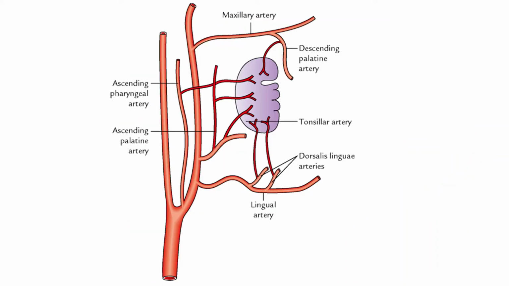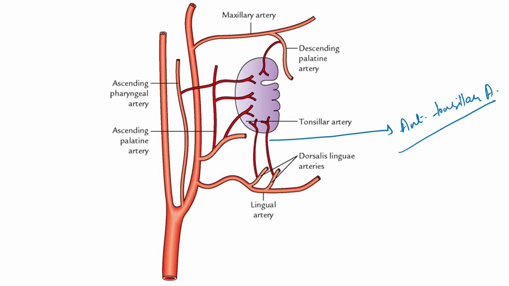Moving on to the arterial supply of the palatine tonsil. The arterial supply is mainly by the tonsillar branches of the following arteries. The anterior tonsillar artery, which is seen here, is a branch of the dorsal lingual branch of the lingual artery. So the branches of the lingual artery make up the anterior tonsillar arteries.